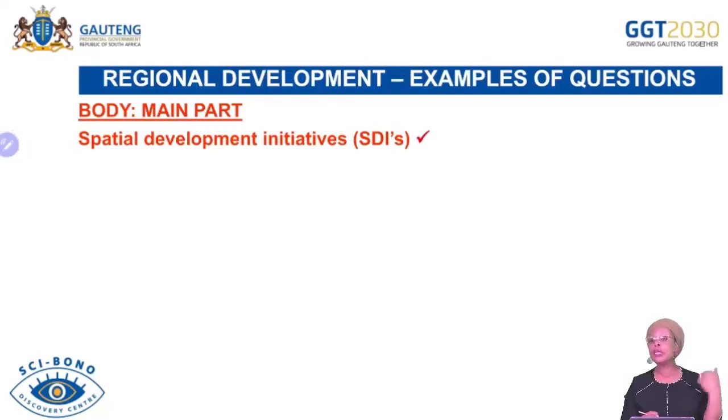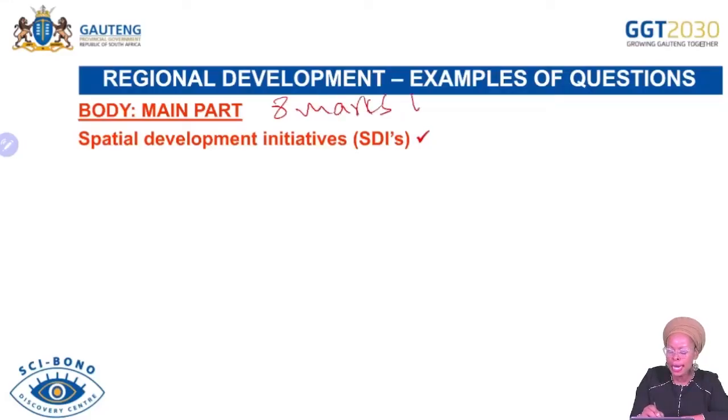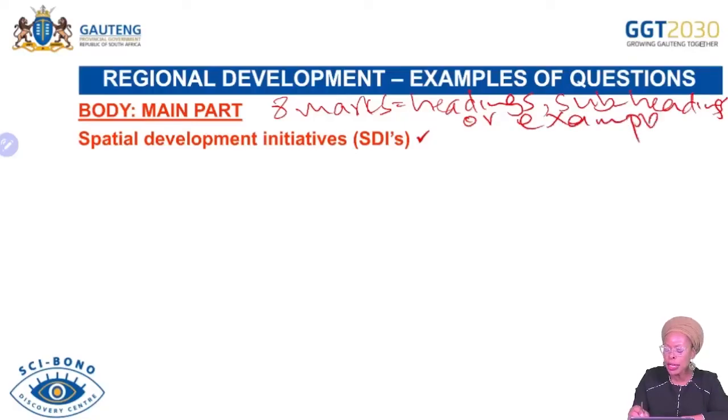This is the lesson that we did previously. Take note that you have 8 marks for headings. You have 8 marks for subheadings or for examples. So you need to provide us with 8 headings. If you don't have 8 headings, you add with examples. For example, for just writing Special Development Initiative or for just writing SDI, you will get 1 mark.